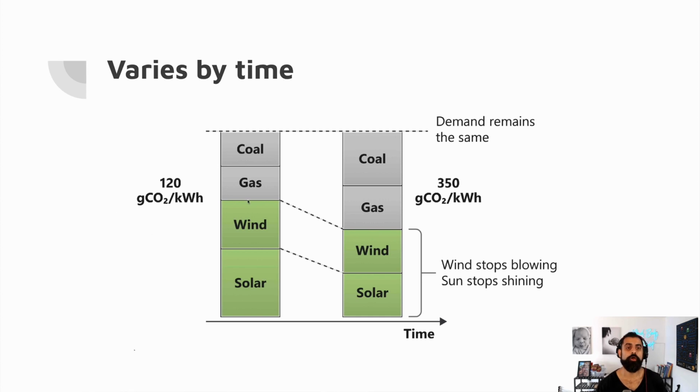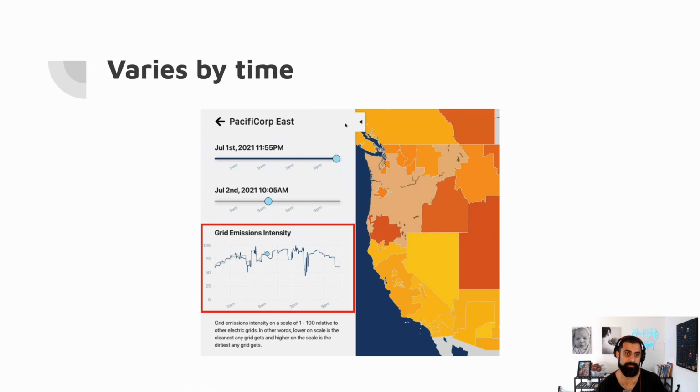What this means is that over time, the carbon intensity of electricity changes over the course of a day. It might be 120 grams per kilowatt hour at this point, because there's lots of wind and solar. The wind dies down, the sun dies down, more coal and gas is burnt to meet the same demand, and therefore the carbon intensity increases. So it varies by time, and you can again go to WattTime and see different grids, the carbon emissions intensity over time. So it can vary by quite large amounts.